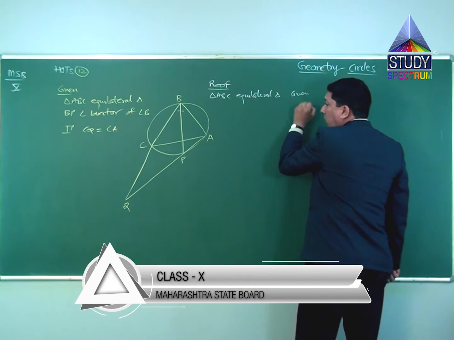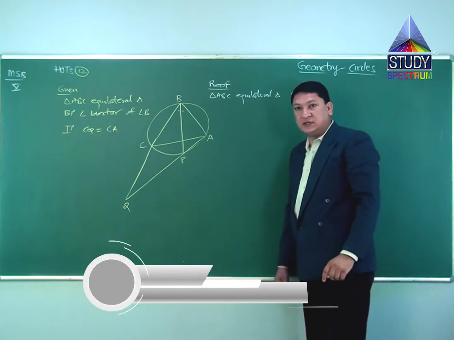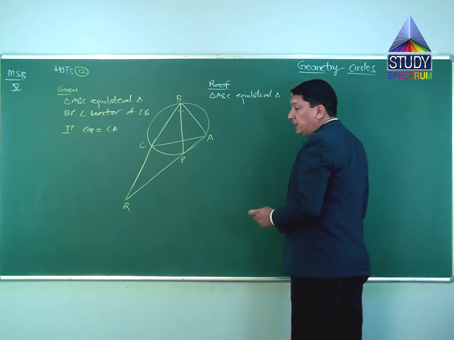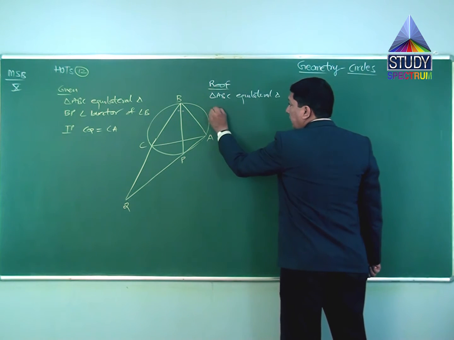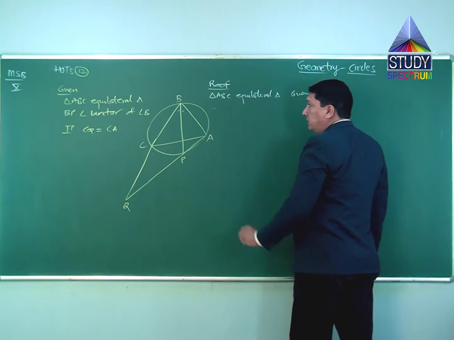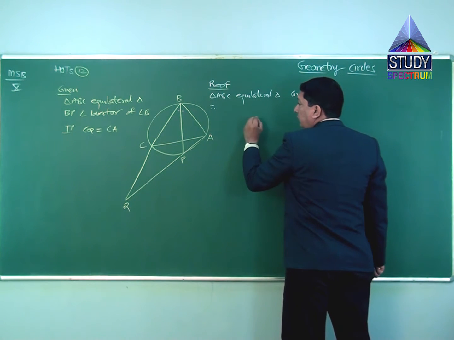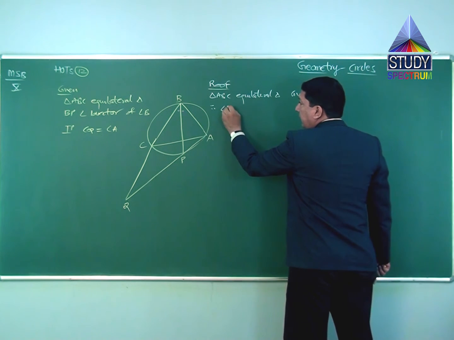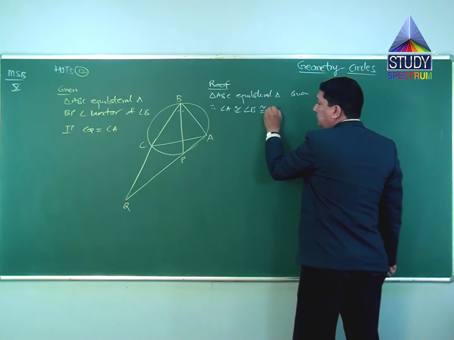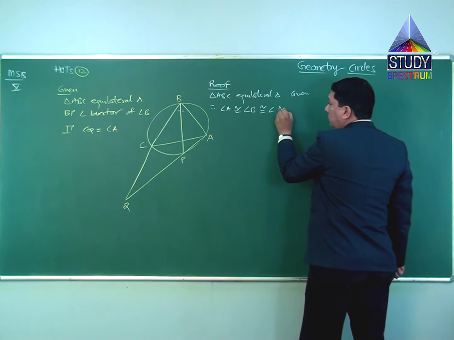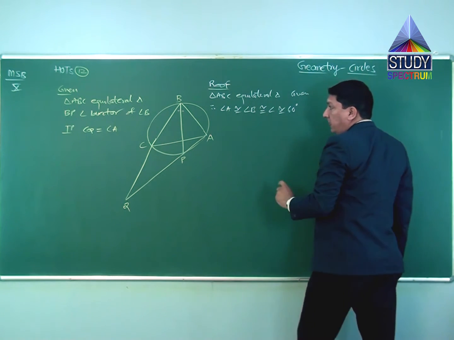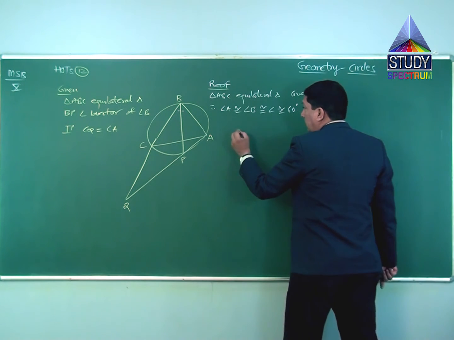Therefore, all three angles will be 60 degree because in equilateral triangle sum of three angles is 180 and all three angles are same. Therefore, we can say that angle A is equal to angle B is equal to angle C. Therefore, angle A congruent to angle B congruent to angle C congruent to 60 degree. Now equilateral triangle, all angles are 60 degree. So we got all three 60.